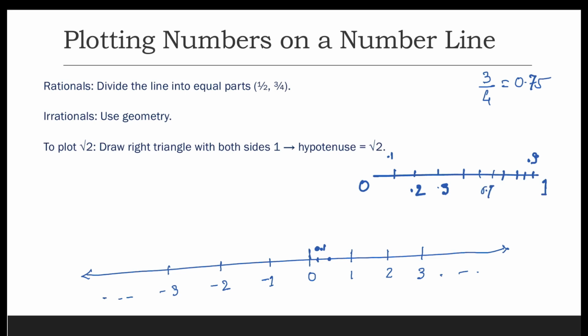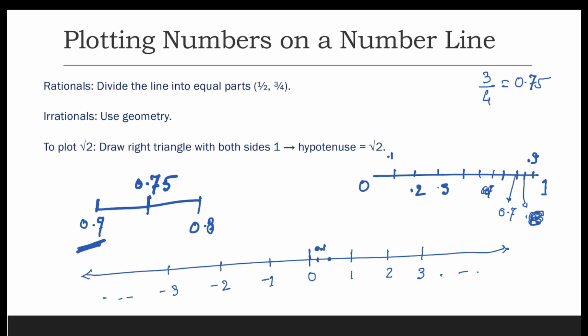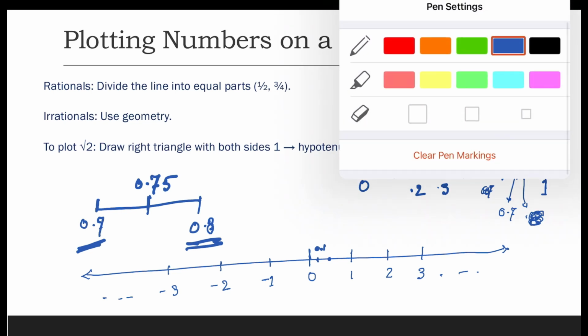So I will take points. Let's say this is 0.7 and this is 0.8. Between these 2 points, 0.75 is exactly in between. So I will divide this portion into half, and this is 0.75. So first divide 0 to 1 into 10 parts, find out 0.7, find out 0.8, divide that into half, that is 0.75. So that's how we can plot a rational number on the number line.